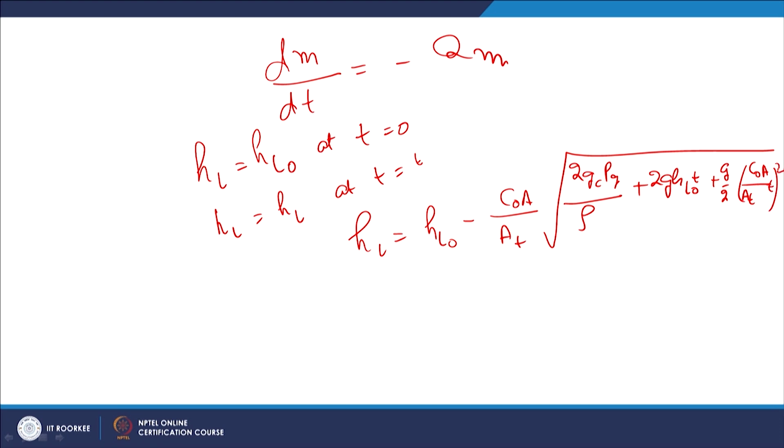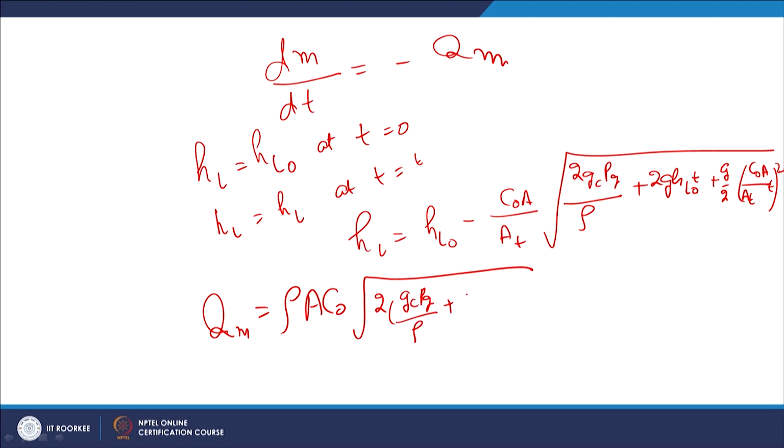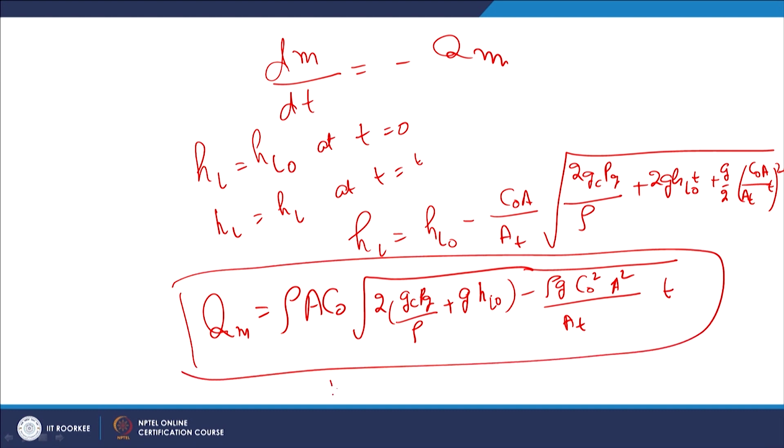So mass discharge rate at any time t is given by Qm is equal to rho A C naught times the square root of twice Gc Pg upon rho plus G HL naught, minus rho G C naught square A square, this is A, upon AT, T. So by this equation you can calculate the mass discharge rate at any time t.